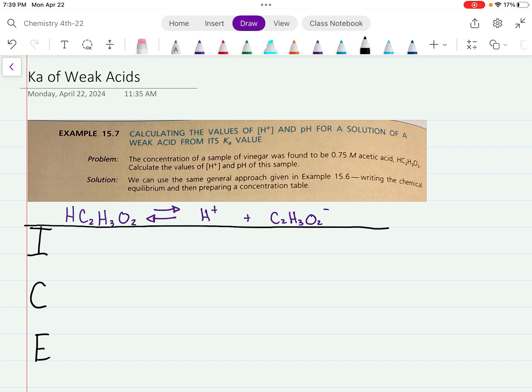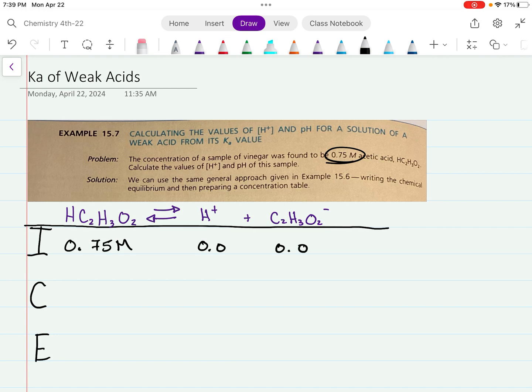So initial concentrations for the acetic acid, we already have that. It's right here. All right, so that's going to be 0.75 molar. Okay, the initial concentration of the hydrogen and the acetate ion is going to be 0.